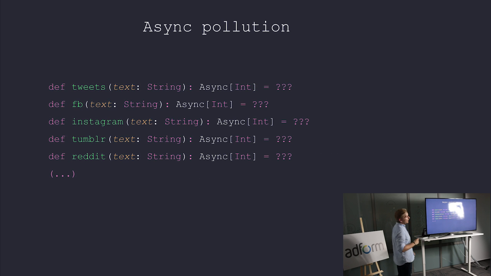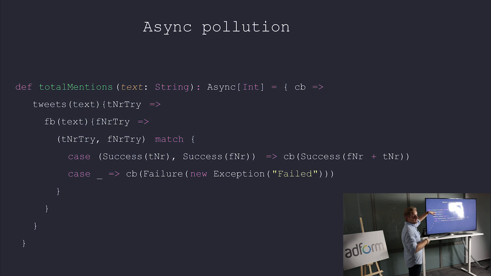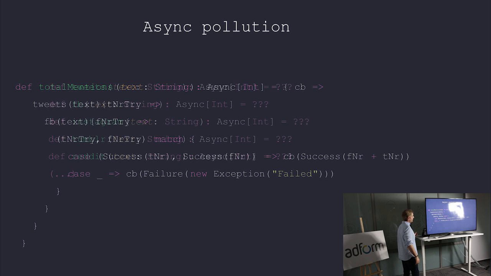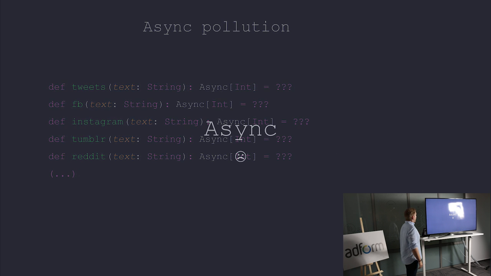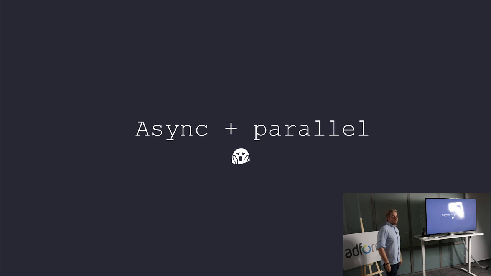Well, it's pretty ugly, and wait for it: if your product owner comes to you and says, okay, so we got Facebook, Twitter, and now we want Instagram, and then we want Tumblr and Reddit, and then try to, I don't know, compose all of this in this style. It will get messy very fast. So as you see, asynchronous processing is kind of hard, but this is not everything. It's hard and ugly, but when you go to asynchronous processing and we add parallelism to it, then it starts to get really, really messy.